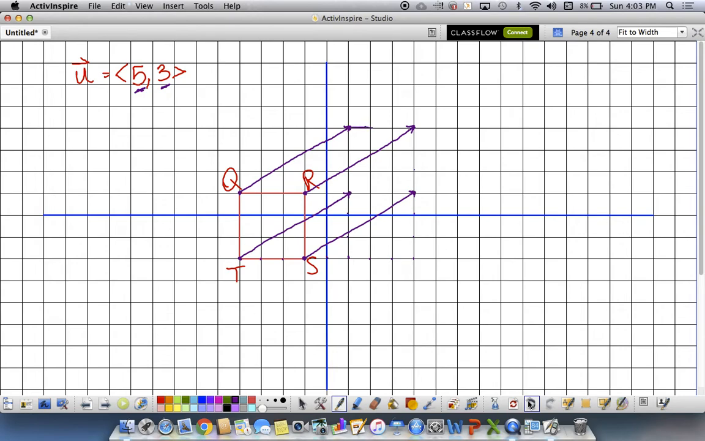If I connect those points, I'm going to do it in a different color, just so that you can see. I'm going to go back to red. I'm going to go over 3, down 3, back 3, up 3. Is it still a 3 by 3 square? So my R up here would be R prime, Q prime, T prime, and S prime.